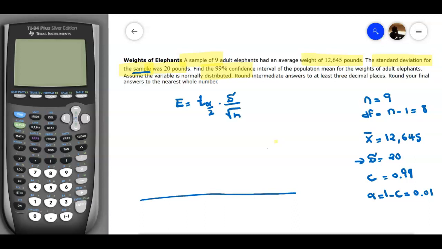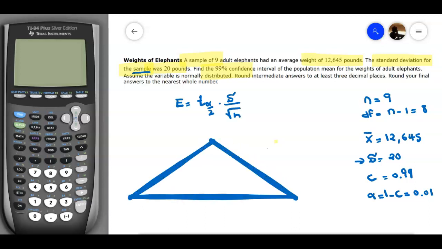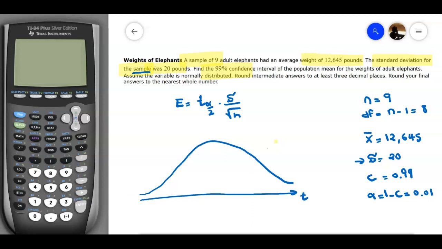So if I had, this is my T distribution here. Here you're going to be 0. So the question is, if I have 99% in the middle, 0.99 here in the middle, what will be the value of T alpha over 2 here? Remember this is minus T alpha over 2. In order to do this, I think the easiest way is to determine this area over here.